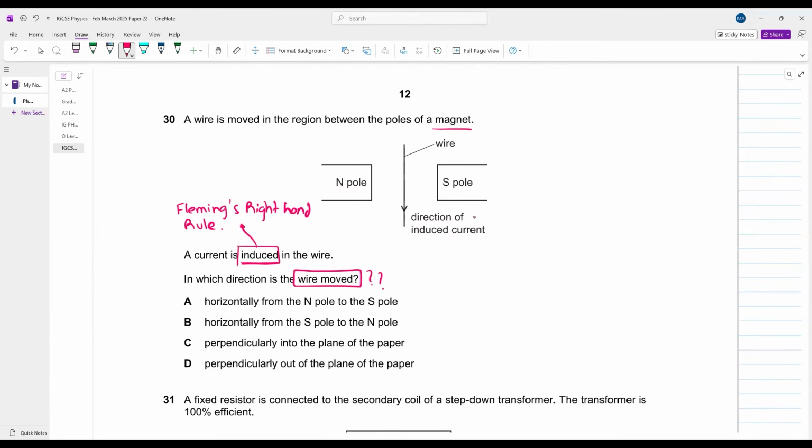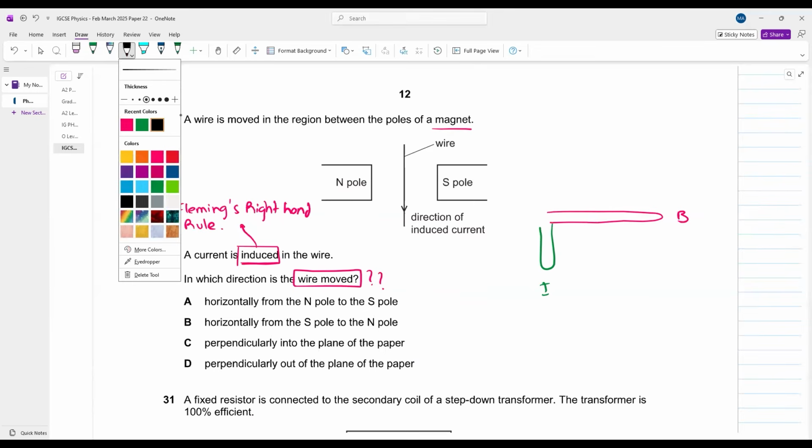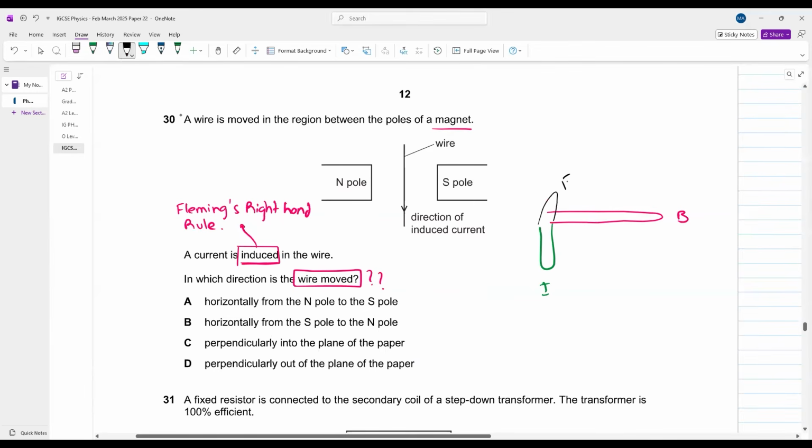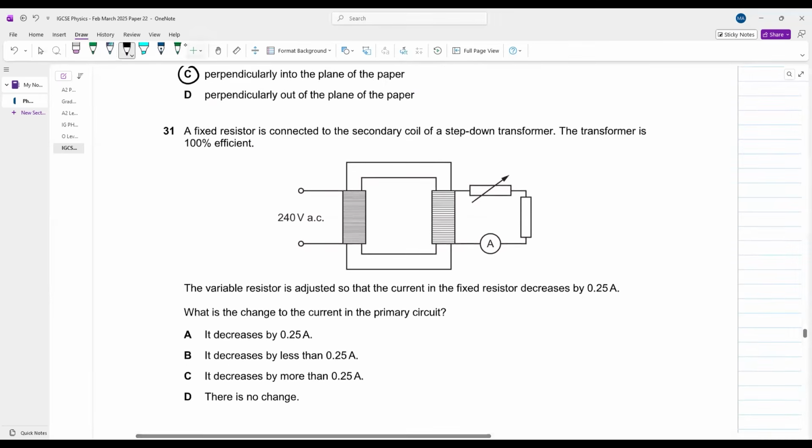First of all, your magnetic field is going from north to south. This is your magnetic field. Your current is going downward, so your second finger should point downward like this. Where will your thumb point? बेटा, thumb कहाँ point करेगा? Your thumb points inward, or into the page, like this. Any answers? Perpendicularly into the plane. C is your answer. चलो जी आगे बढ़ते हैं.